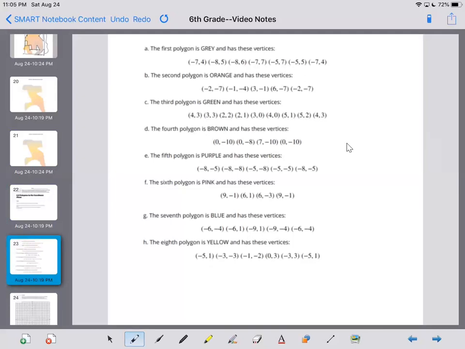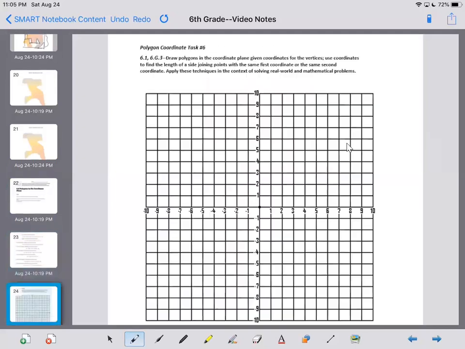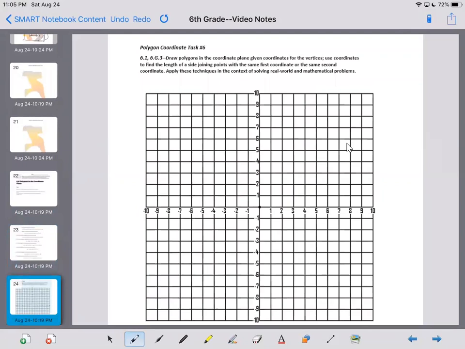So let's look at the first one. If we're looking at polygon A, I need to go to the left 7 and up 4, to the left 8 and up 5, to the left 8 up 6, to the left 7 up 7, to the left 5 up 7, to the left 5 up 5, and then back to -7, 4.